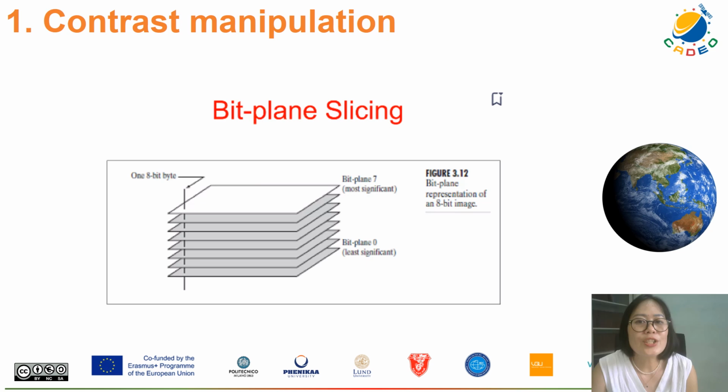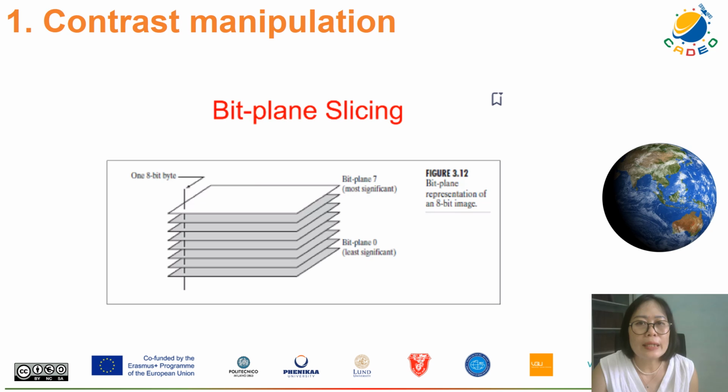About bit plane slicing: pixels are digital numbers, each one composed of bits. For example, the intensity of each pixel in a 256 grayscale image is composed of 8 bits. Instead of highlighting a gray level range, we could highlight the contribution made by each bit. This method is useful and used in image compression.